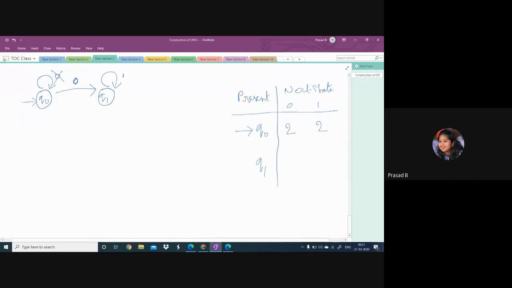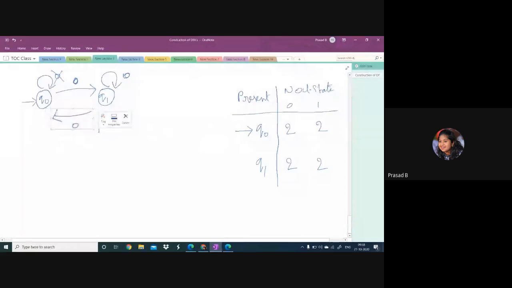Similarly, Q1 on 0, either you can remain in the same state or you can come to Q0. So here also you have two options. Similarly, Q1 on 1, two possibilities. So two possibilities at every state for every input.